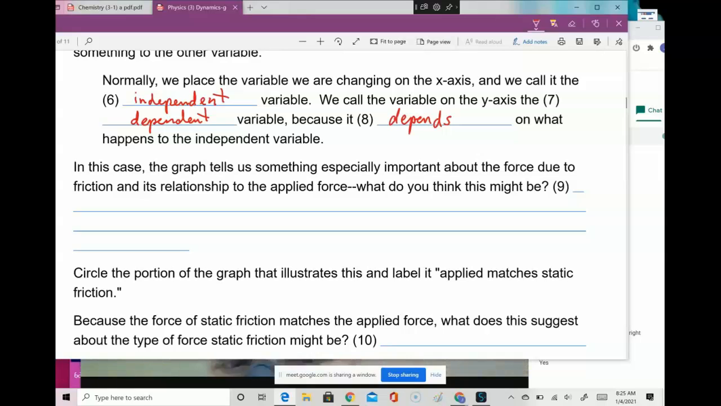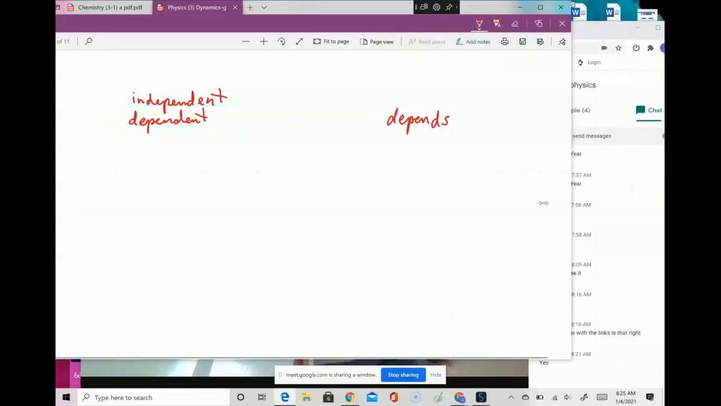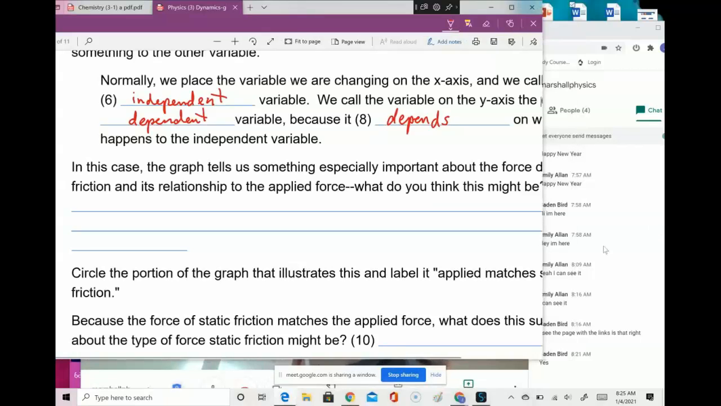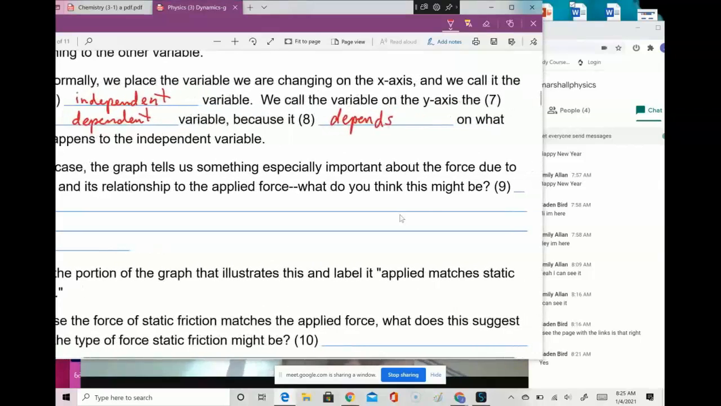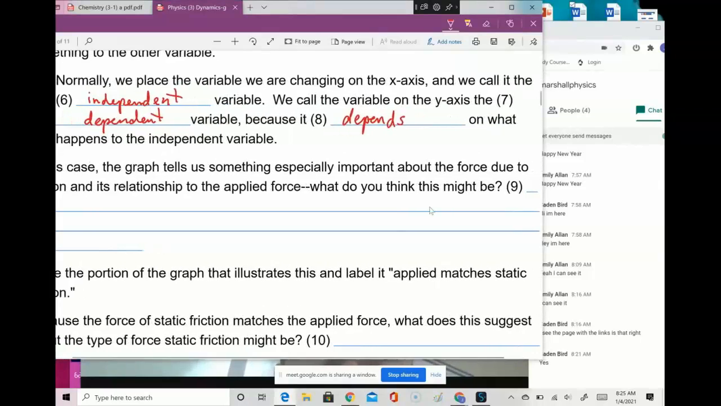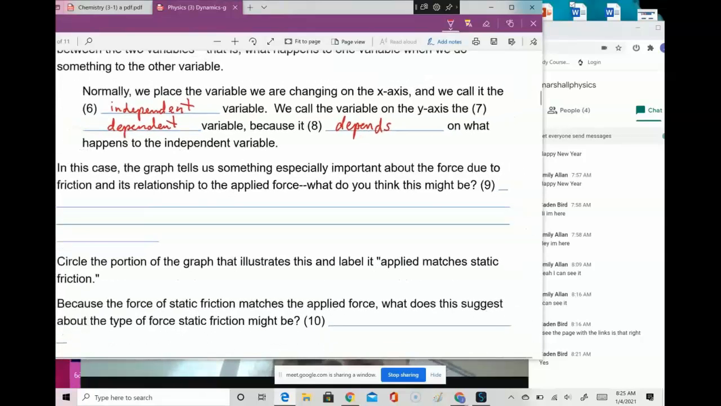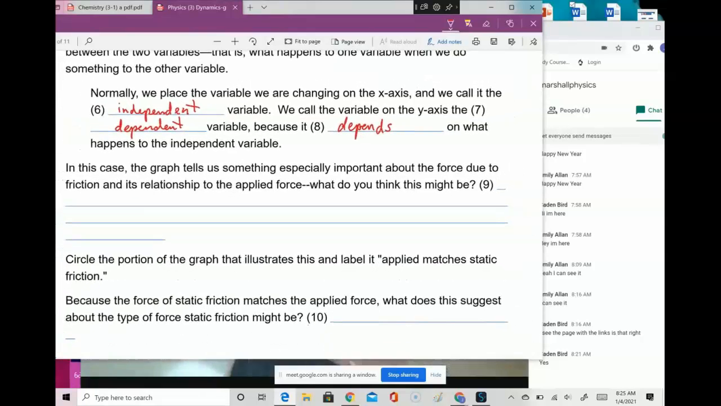Okay, so in this case, the graph tells us something especially important about the force due to friction and its relationship to the applied force. I need to... And you guys online, just holler if you stop being able to see something, okay?